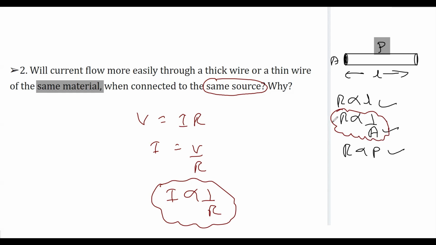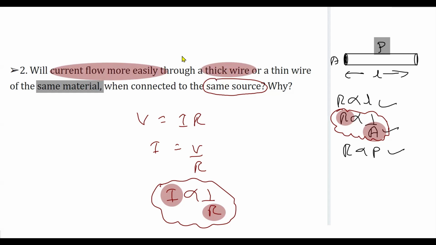Let's do one by one. Thicker the wire, one more time. Thicker the wire, lower is the resistance, and lower the resistance, greater the current. One more time. Thicker the wire, lower is the resistance, and lower the resistance, higher is the current. So we'll say that current will flow more easily through a thick wire.